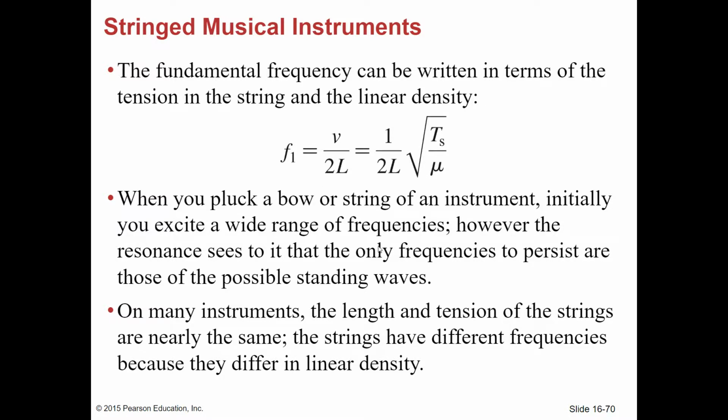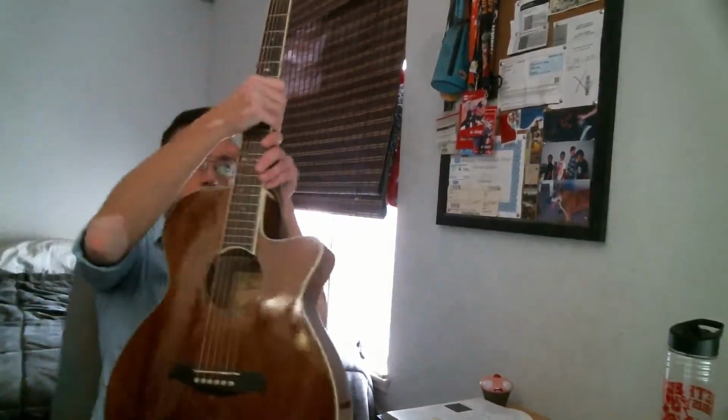This is really common in musical instruments. On many instruments, the length and tension of the strings are nearly the same, but the strings have different frequencies because of this thing right here. So an example is the guitar, right? From here to the top, that's the same length, and they're pretty much under the same tension. Not quite, but pretty much. They're all in the same device, so they're all under pretty much the same tension. The only difference is how thick the strings are, which is talking about the linear densities of the strings.